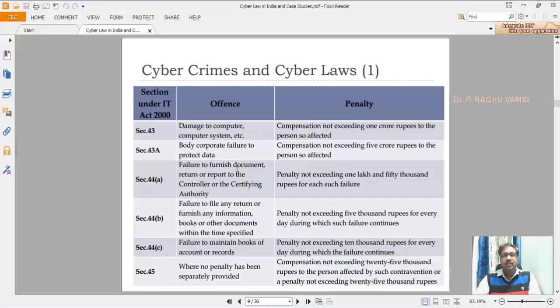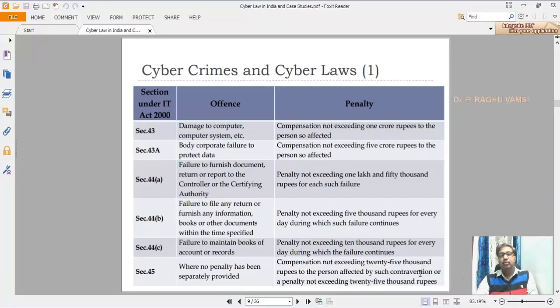Next one is section 45, where no penalty has been separately provided. The compensation is not exceeding 25,000 rupees. That means even after the ordering of the penalty by the court, if the intended victim is unable to receive it within the time, then the court may impose compensation not exceeding 25,000 rupees to the person affected by such a contravention, or a penalty not exceeding 25,000 rupees.